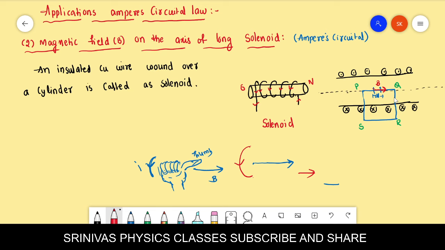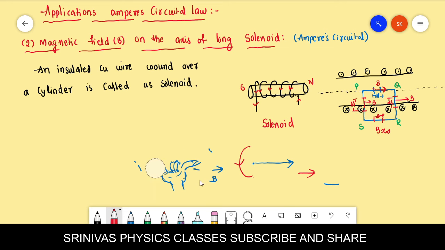Here also we will take the small element, right? That small element length is dl. What about the field? Field is right side. Outside of the solenoid, the field is negligible. It is nearly zero. And here also I am taking the small element. The field is always right side, according to the right hand rule. And the small element we are taking, its length is dl.